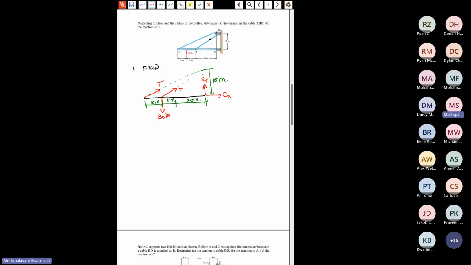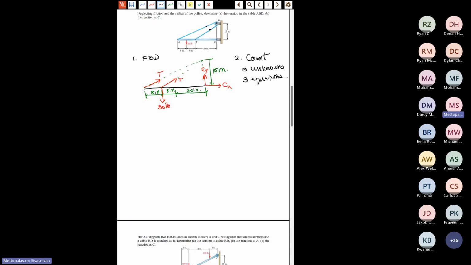All right, so then we count here. So 3 unknowns: T, Cx, and Cy, and then 3 equations. This seems almost automatic at this point. Like I said, it'll become less trivial a little bit down the line. So what equation of equilibrium to write?